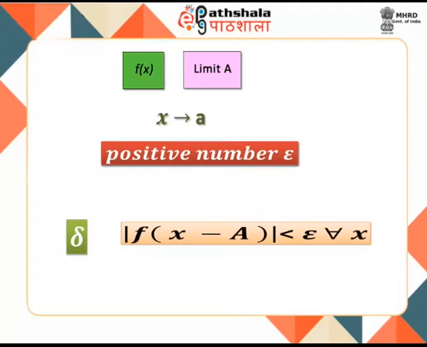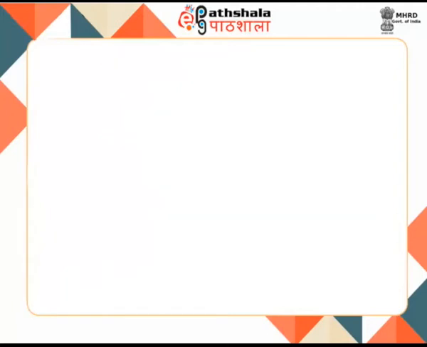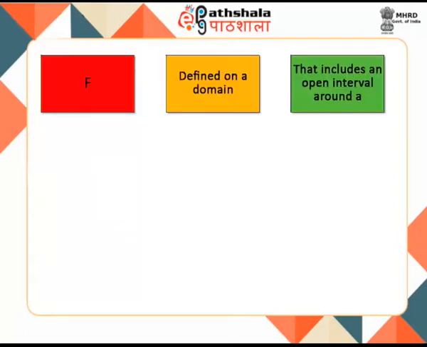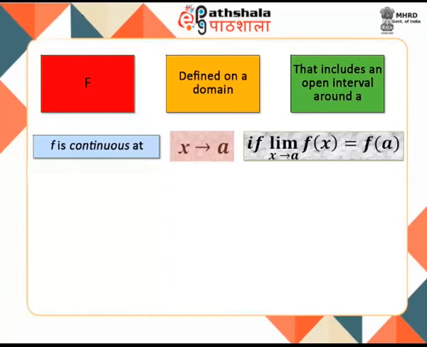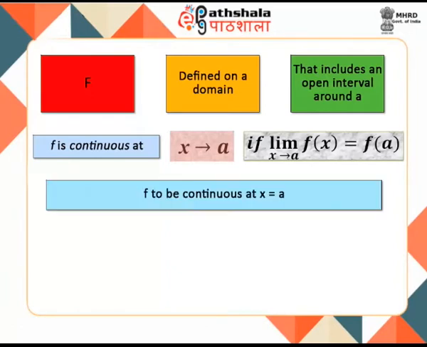Geometrically, a function is continuous if its graph is connected, that is, it has no breaks. On the other hand, if the graph makes one or more jumps, it is said to be discontinuous. Definition of a continuous function: let f be defined on a domain that includes an open interval around a, then f is continuous at x is equal to a provided that f(x) tends to f(a) as x tends to a. f is continuous at a if limit of f(x) is equal to f(a). Hence, we see that in order for f to be continuous at x is equal to a, the following three conditions must be fulfilled.